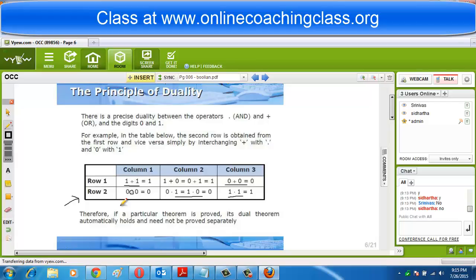What is the principle of duality? There is a precise duality between the operators AND, OR, and 0 and 1. For example, in the table below, the second row is obtained from the first row and vice versa simply by interchanging OR with a dot and 0 with a 1. And it is called the duality theorem. Is it clear?